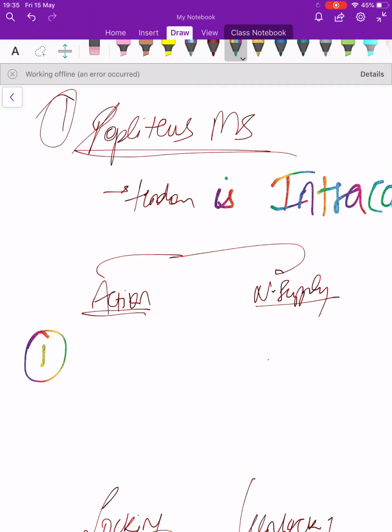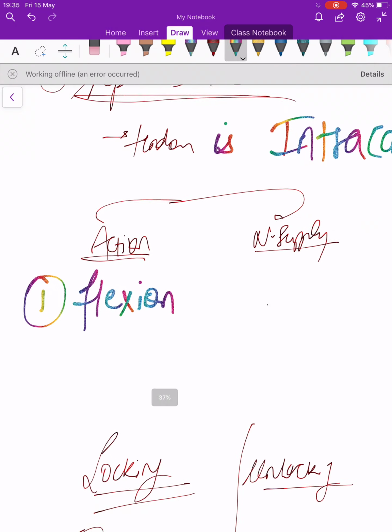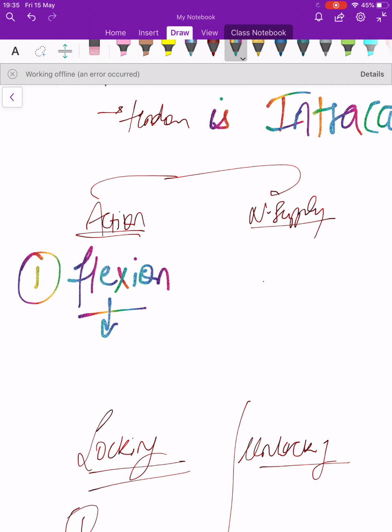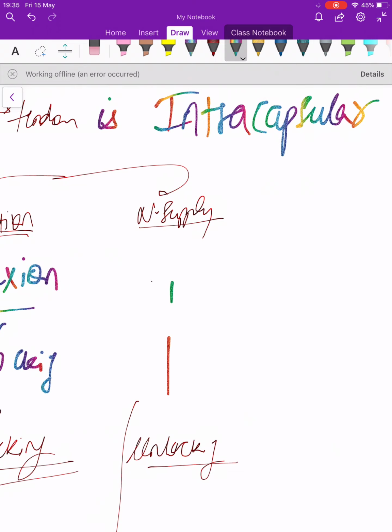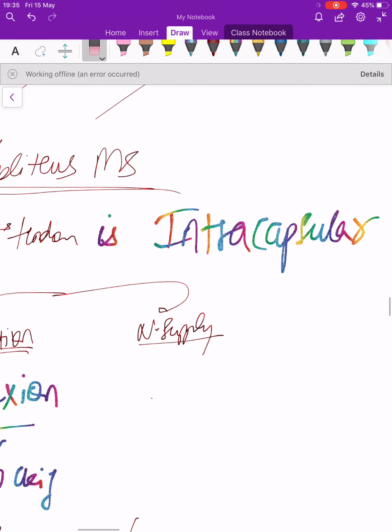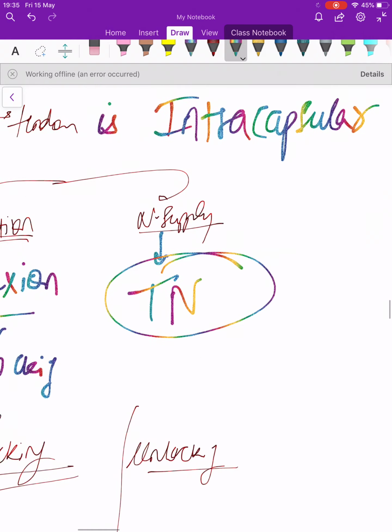ये पीछे से क्रॉस करेगी. ठीक है. It crosses the knee joint posteriorly. So ये क्या करवाएगा? It causes the flexion of the knee joint. So flexion, it initiates the unlocking of the knee joint. So what is the nerve supply of the popliteus muscle? Nerve supply is the tibial nerve. ठीक है. So what is the nerve supply? It is the nerve of the posterior compartment, which is the tibial nerve.